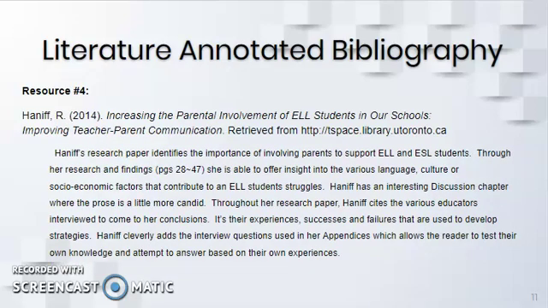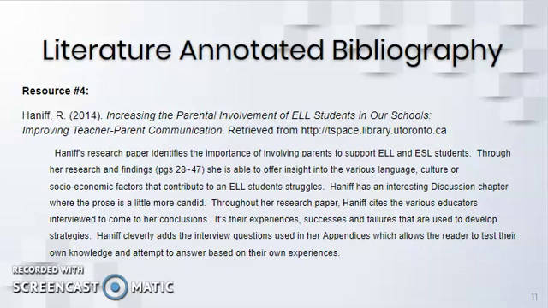And my fourth resource was by Hanif. This is a research paper by Rabina Hanif, and she is, I suppose, a student at OISE at the University of Toronto. So her main focus was increasing the parental involvement of ELL students in our schools.